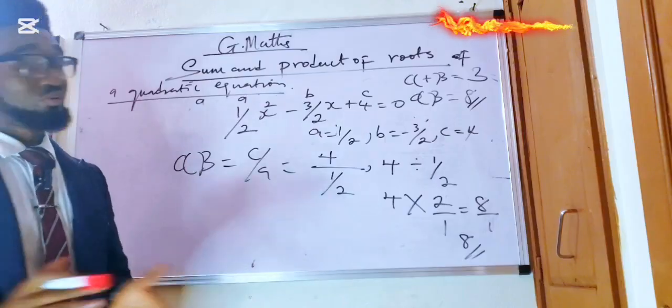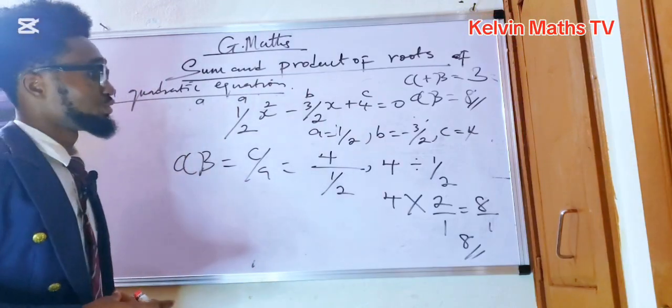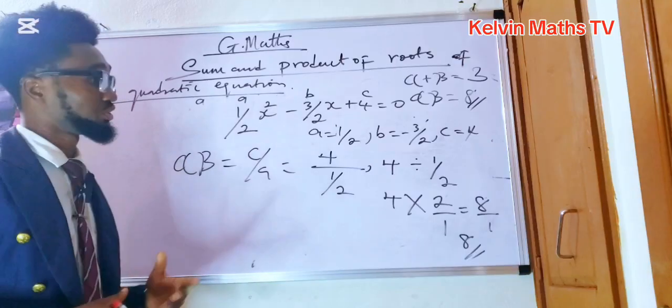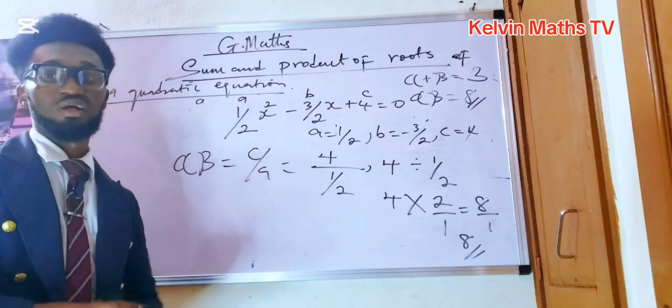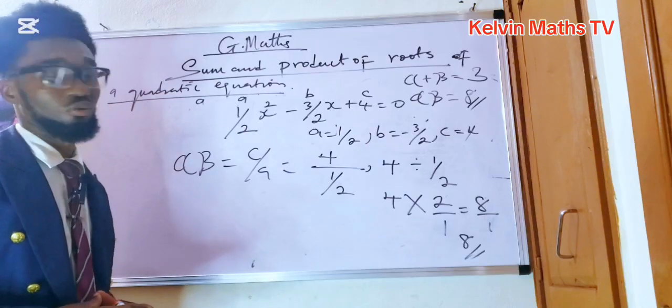So this is very simple. There is nothing here, but I think the major thing here is for us to really understand the derivation of the formula and how to apply it in getting the sum and product of roots of a quadratic equation.